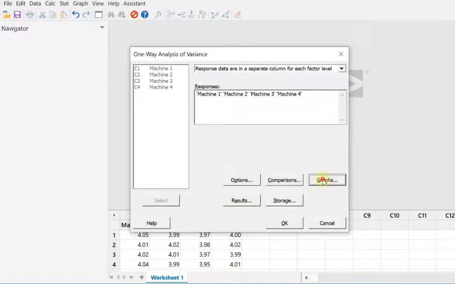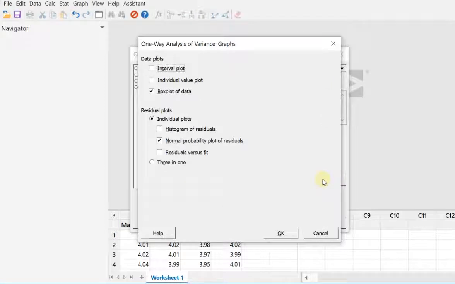Now, on the graphs, there you go. You get a bunch of options for your ANOVA graphs. I like to keep the box plots. With these graphs, I'm interested in checking the normality. I can also see the residual plot. If you check that normal probability plot of residuals, that's how I mentioned we can check the assumption of normality.